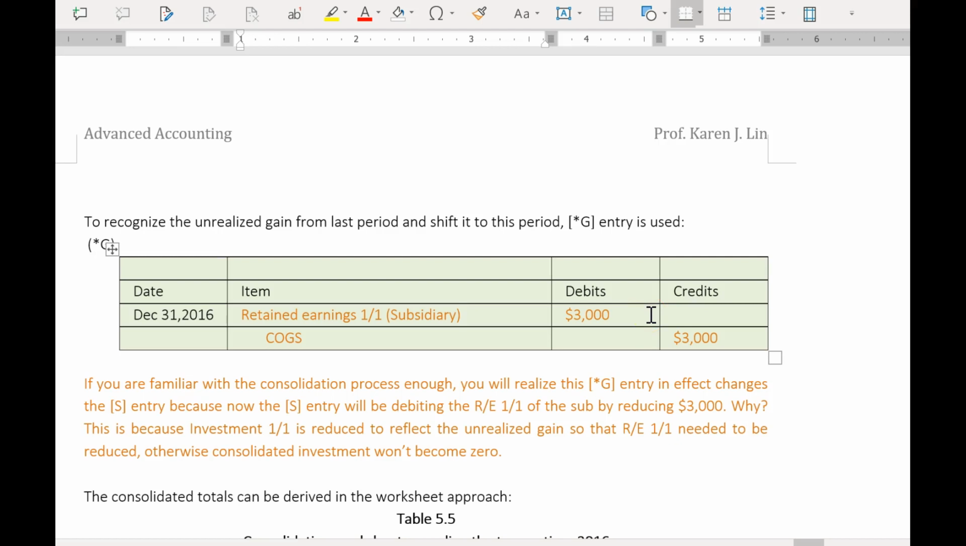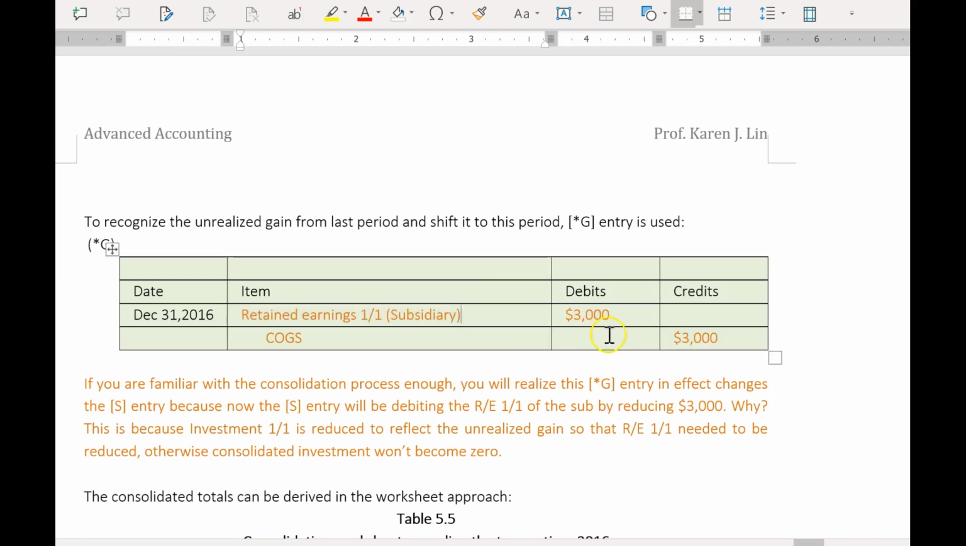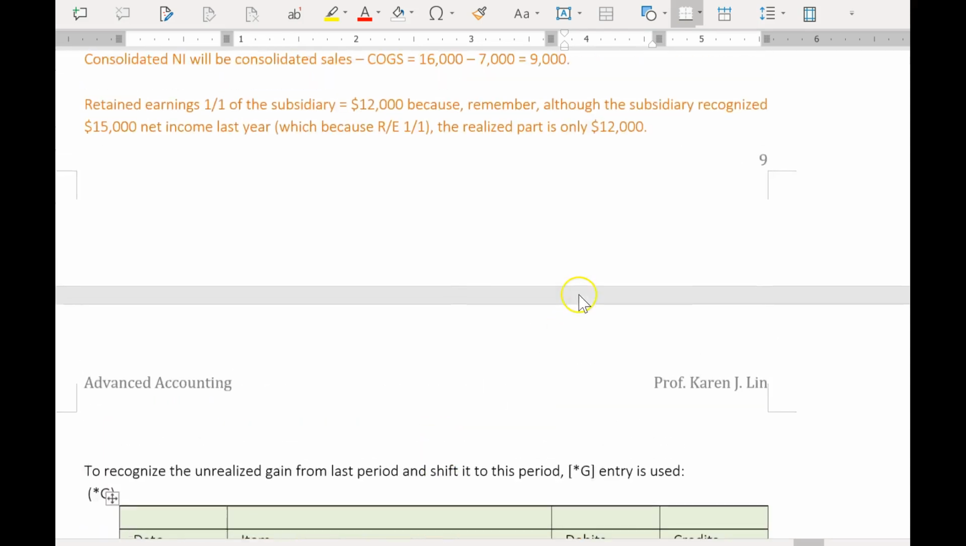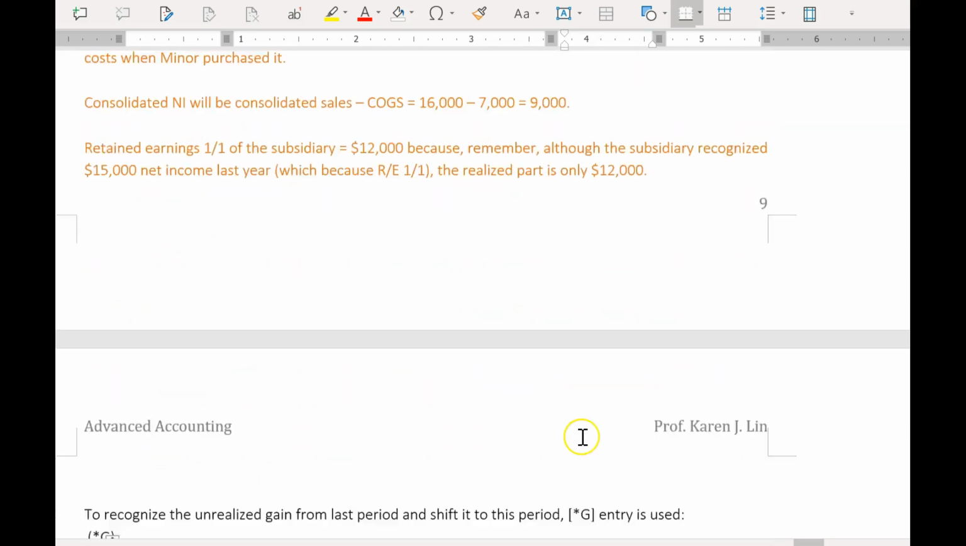Okay. Now, if you combine the two, you will see that what we have done so far is that we basically take the retained earnings at the beginning from the subsidiary for 3,000 out and put it back to the net income of this period. That's what we are talking about here. We basically have taken out something from the previous period and put it in here for this period. That makes our net income 9,000, which is a combination of the 6,000 earned by the parent when it sold the goods to outsiders and the 3,000 deferred from last period.